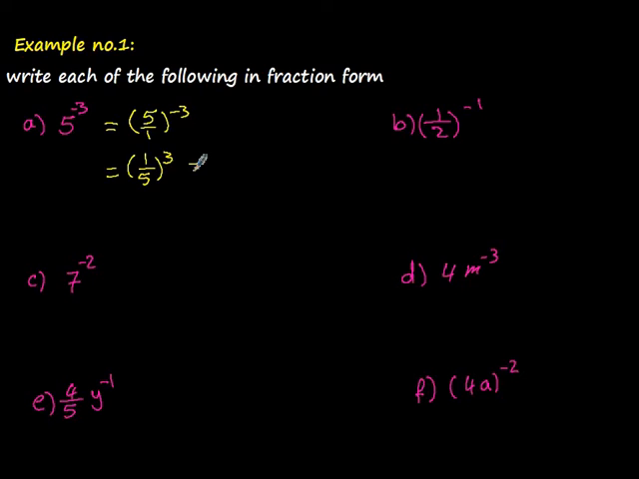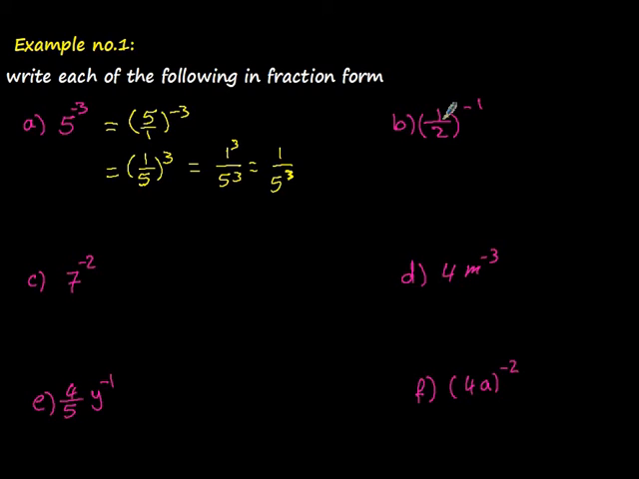So guys, you can now deal with this fraction by distributing the power into the two terms. It will be 1 to the power 3 over 5 to the power 3, which is equal to 1 over 5 to the power 3. If you want to expand 5 to the power 3 to be 125, you can do it, but you can also leave the answer like this. And now let's move to B. We have 1 over 2 to the power of -1.